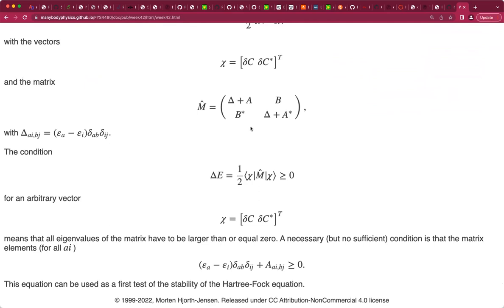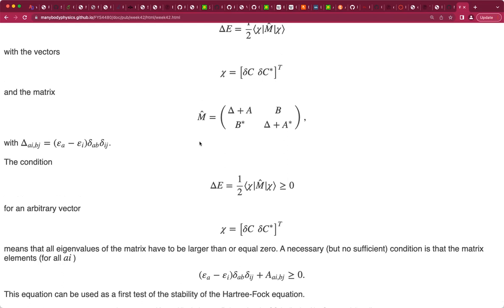And what we are going to see next week is that we're going to put the B's to 0. And then we have a problem which we can end up solving analytically by matrix inversion. And that's pretty nice. And then we move over to many-body perturbation theory.